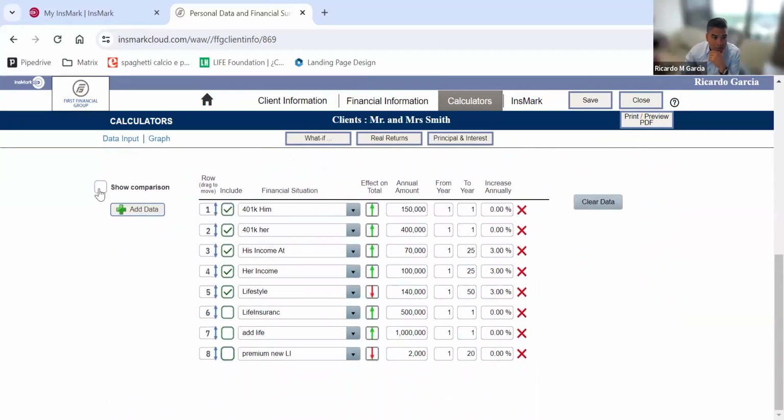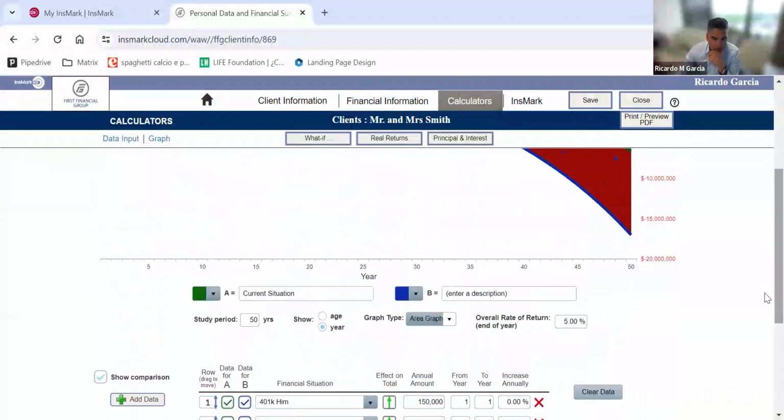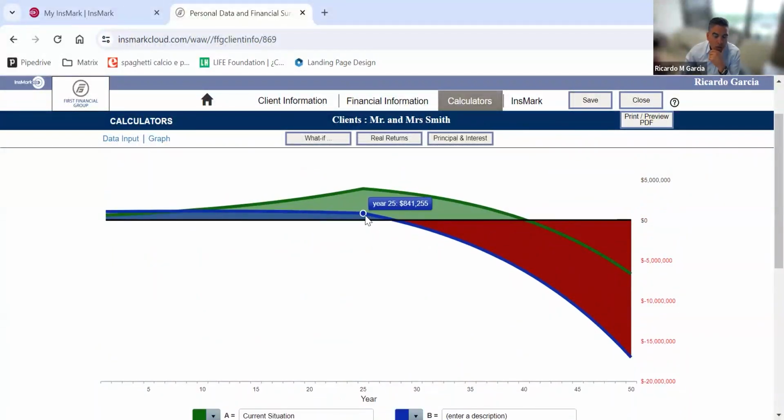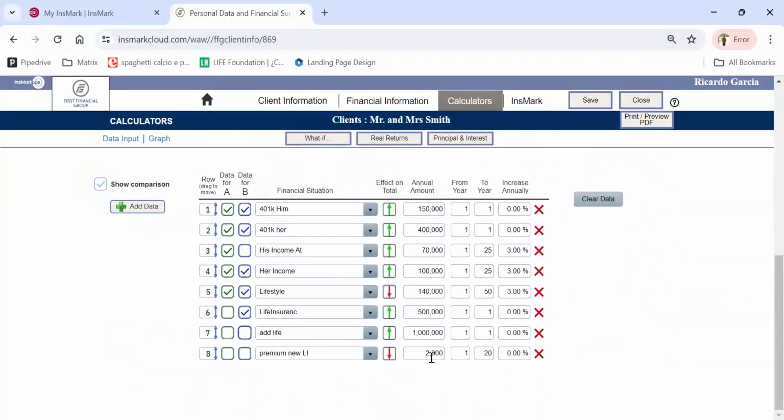If something happens to his income, this is the catastrophe that happened. They lose basically $3 million of wealth if he dies, correct? Yes. But to protect this $3 million, there's a cost to it, which is the term insurance premium, correct? Yep. So the term insurance premium is only $2,000.